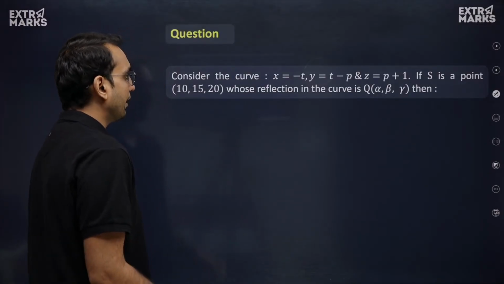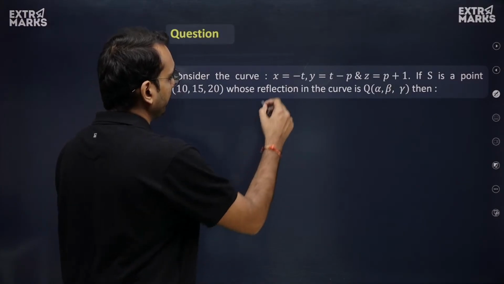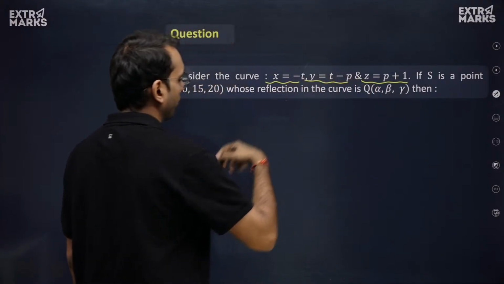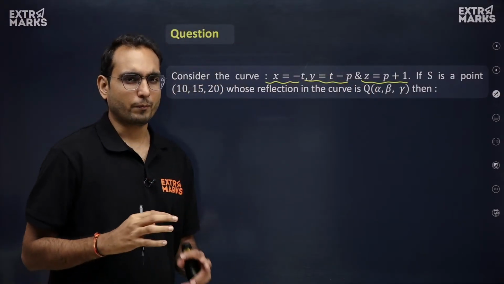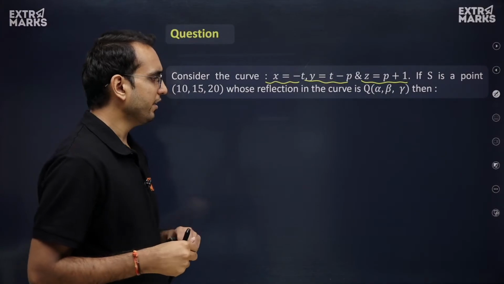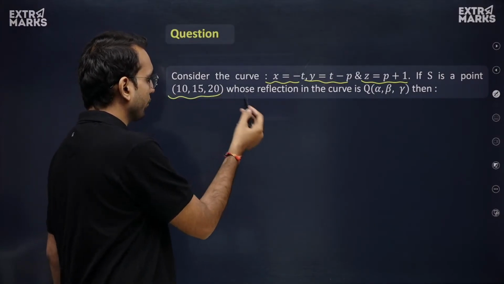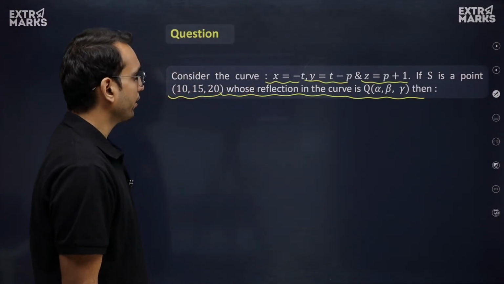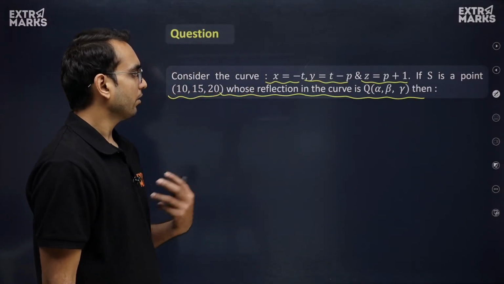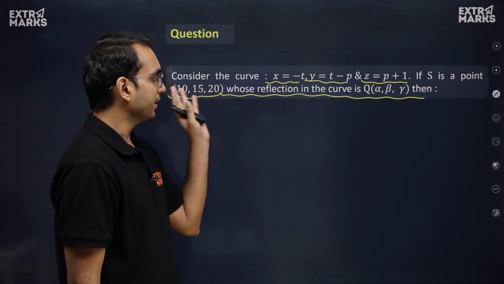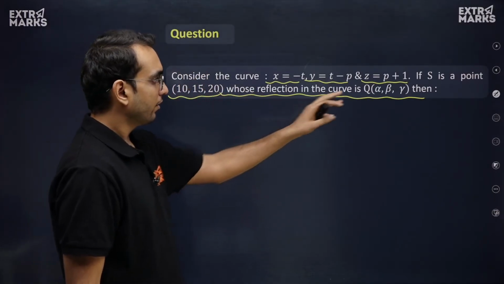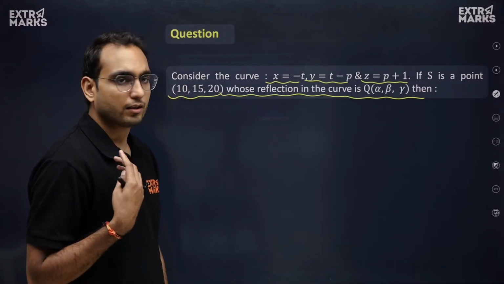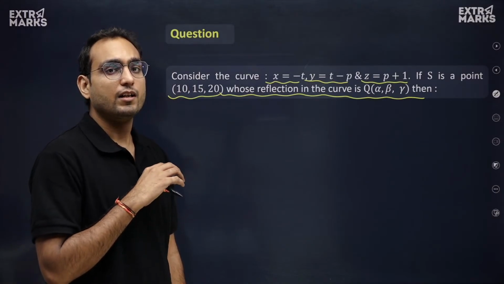Now let's see the last question. Consider a curve x equals minus t, y equals t minus p, z equals p plus 1. Okay, x, y, z is given. So it might be the case that this question is from 3D. If S is a point on this, whose reflection in the curve is this, then we have to find the reflection of this point which is in 3D. So the only challenge is, let's find the equation of the plane.